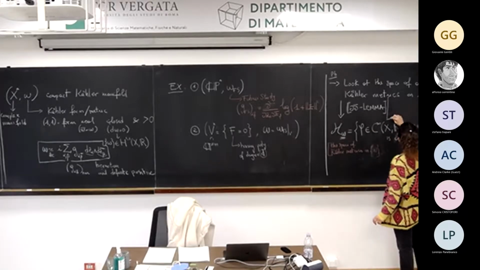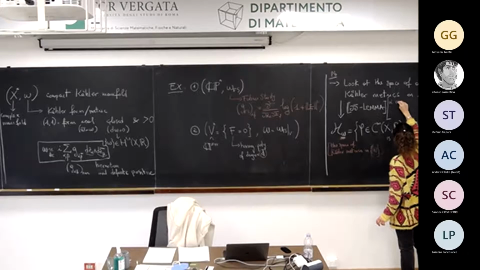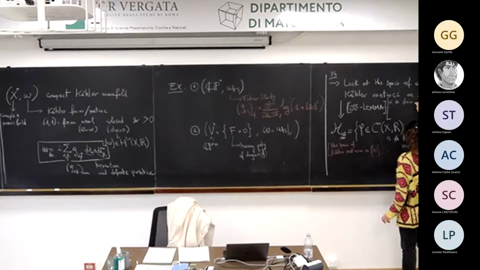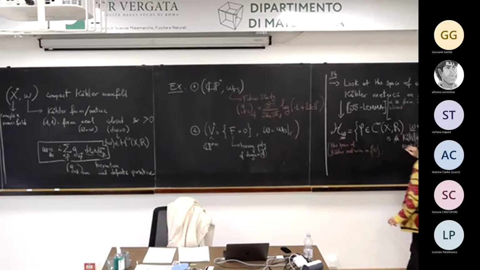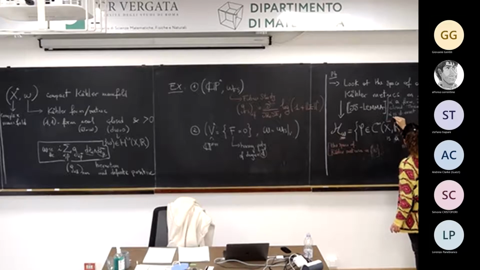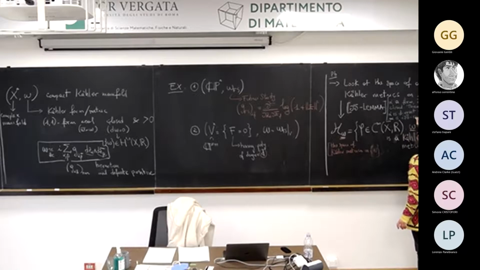Take alpha, a smooth form that is d-closed and d-bar closed, so d of alpha equals d-bar of alpha equals 0. Then the lemma says that alpha is d-exact if and only if alpha is i partial partial-bar exact.